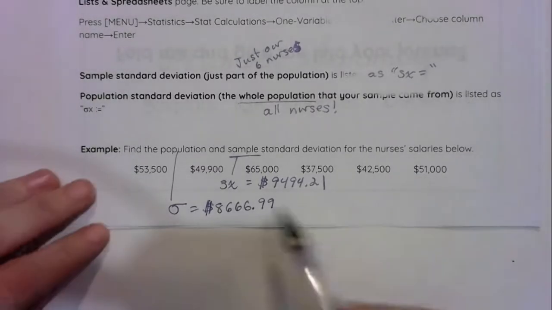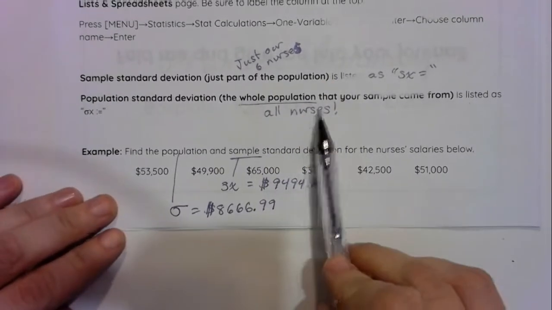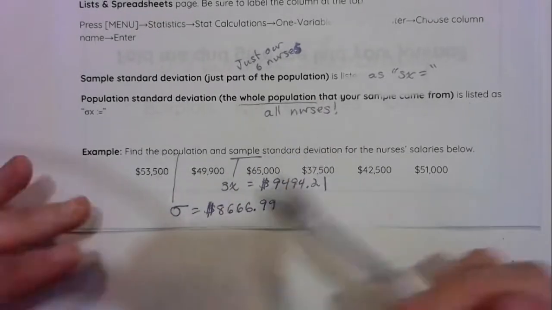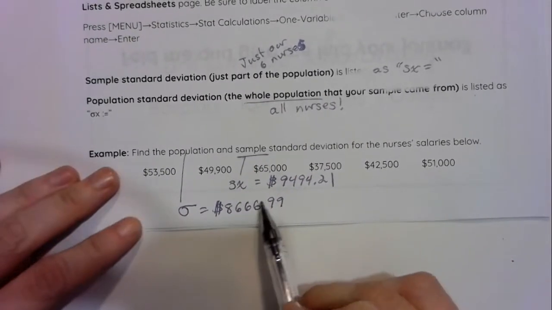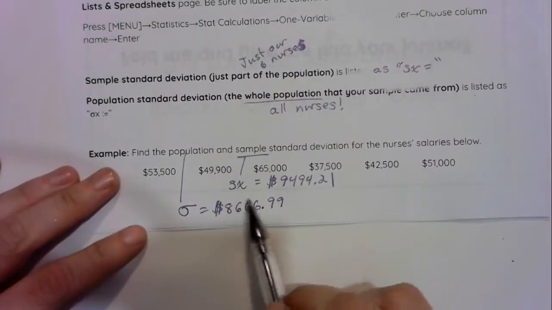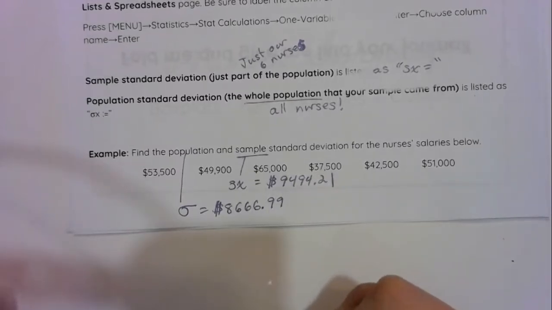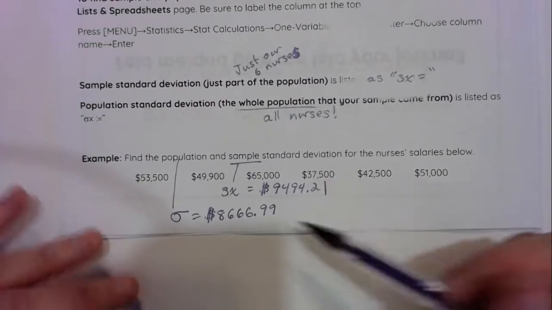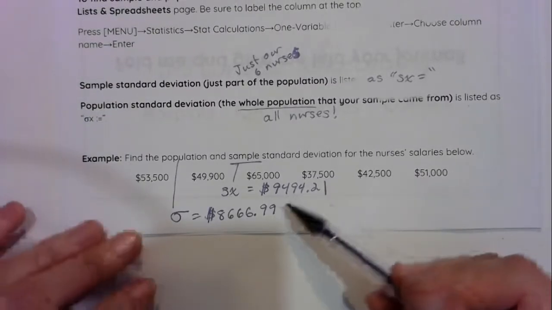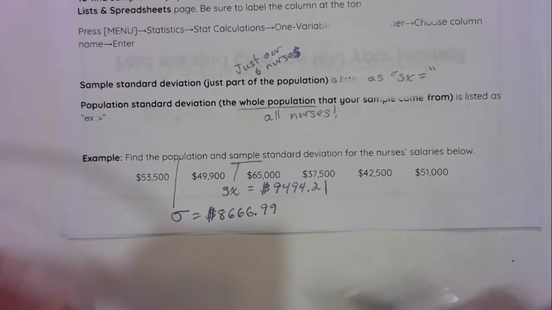So what this is saying is that if we look at the whole country or the whole state, or again, whatever our population is, the salaries tend to be a little closer together than they are for these 6 nurses. And we'll be doing more with that and more talking about what these numbers mean in class.